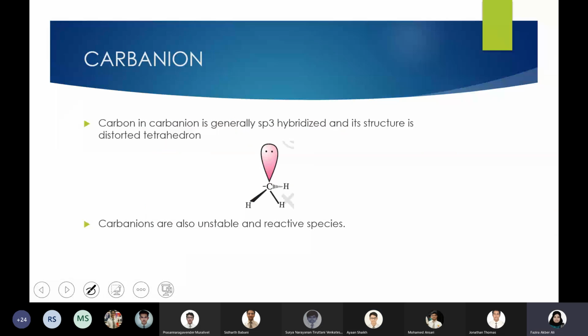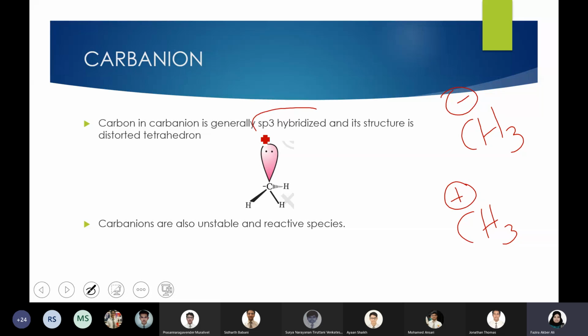In carbanion, again, this is a carbon fragment. For example, CH3 minus is the simplest carbanion possible. It is one carbon with a negative charge. So in this fragment, the carbon carries a negative charge, but here it may look like CH3 plus. When we look at this representation, it may look identical, but here the hybridization is sp3 and the geometry is distorted tetrahedral. That is a major difference, because even though they look identical, with only the positive and negative charge differing, the hybridization and hence the geometry is different.